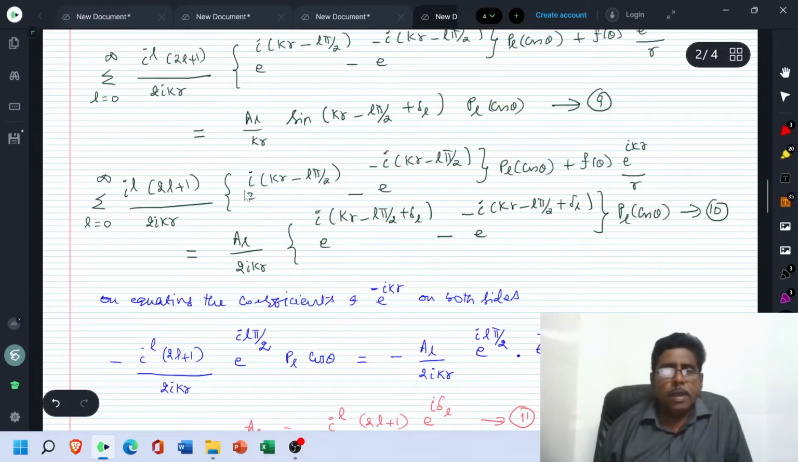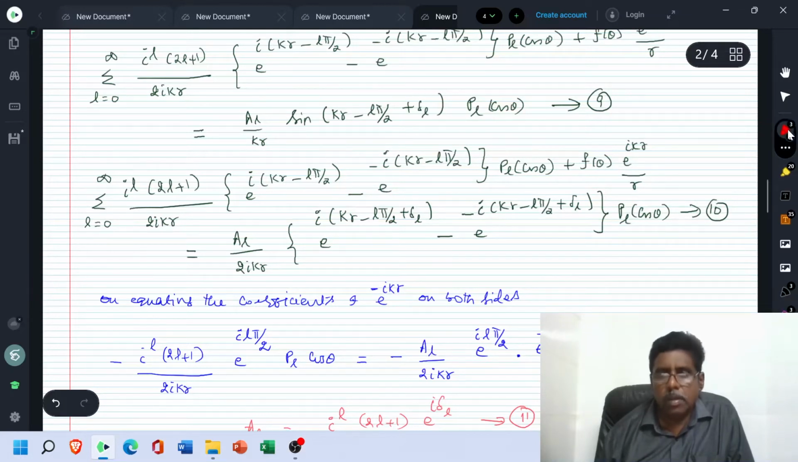See here, this term has no e^(-ikr) term, but here this one has an e^(-ikr) term. Actually, the terms here are e^(-ikr + ilπ/2). This is equal to e^(-ikr) · e^(ilπ/2).